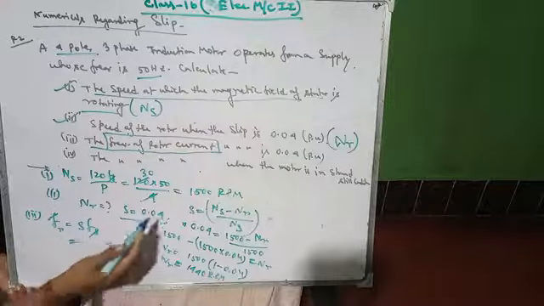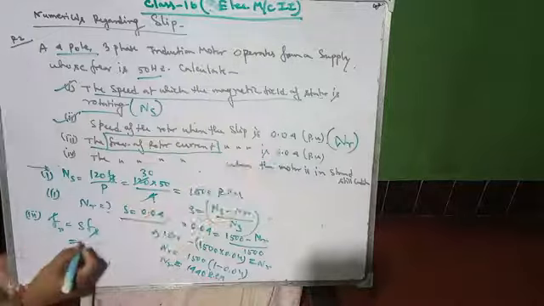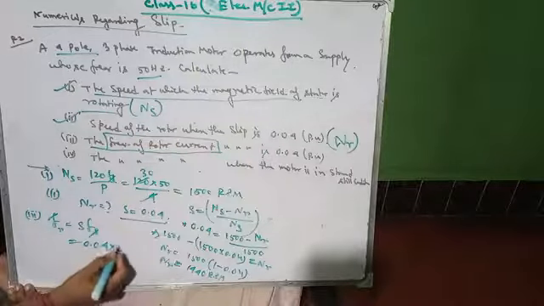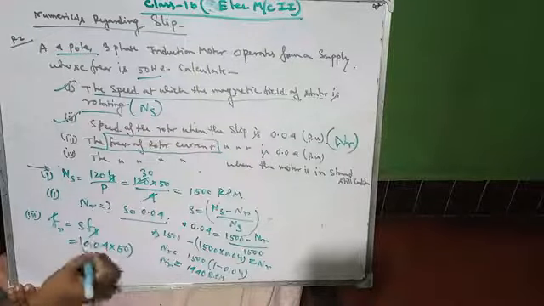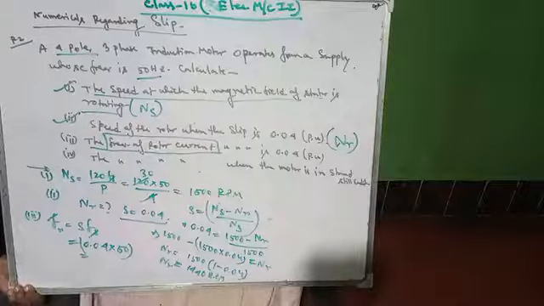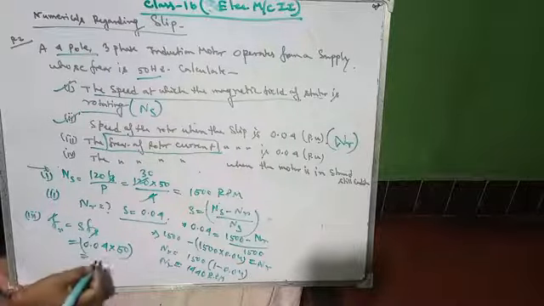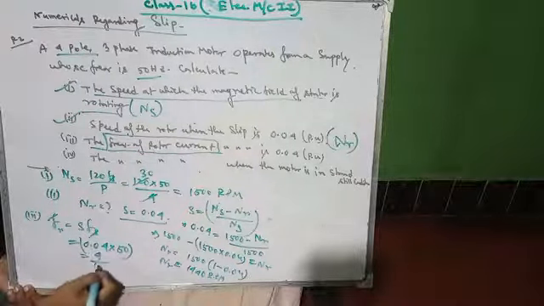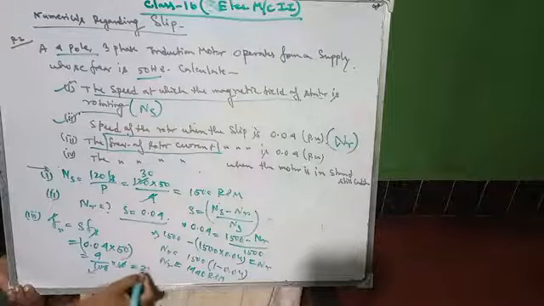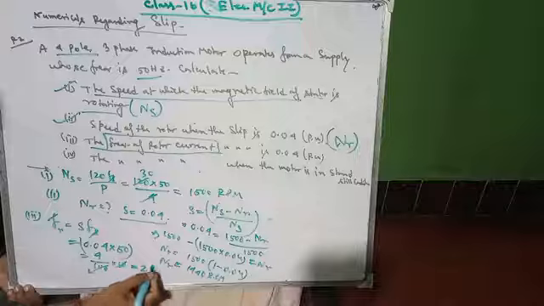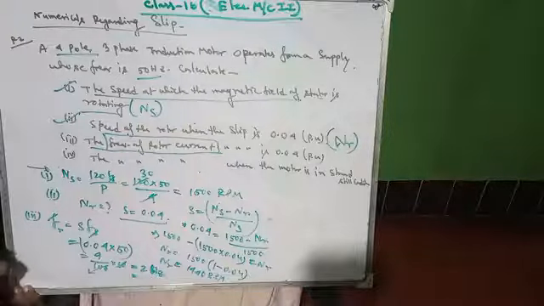Slip, what is the value of slip? That is 0.04, it is given, and Fs equals 50. Just multiply 0.04 into 50. So that will be equal to how much? It will be 4 by 100 into 50. So that means 2. That equals 2 Hertz, right? Fr equals 2 Hertz.